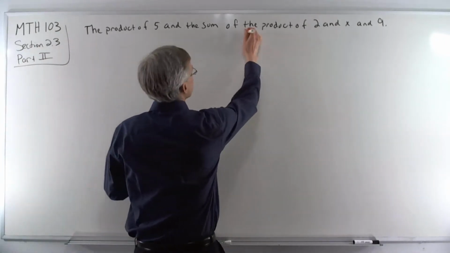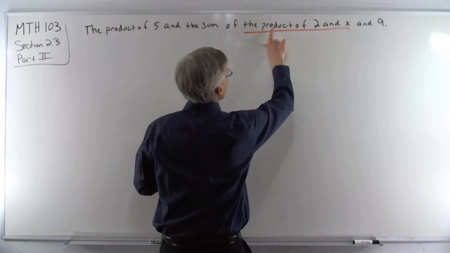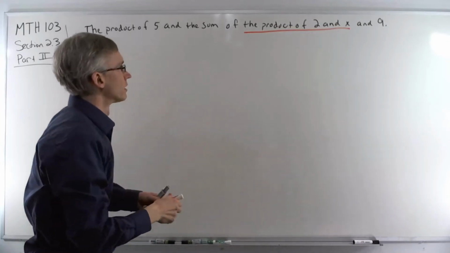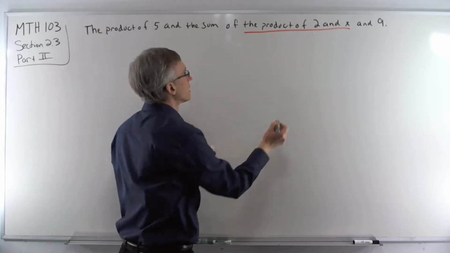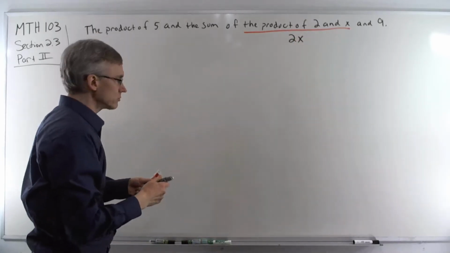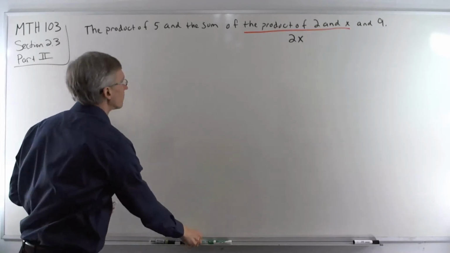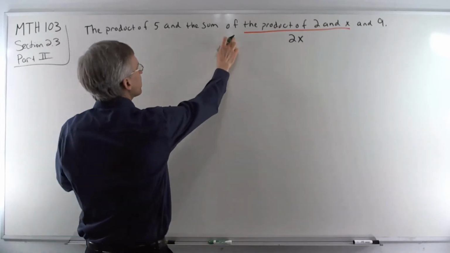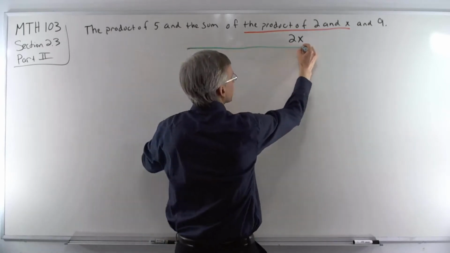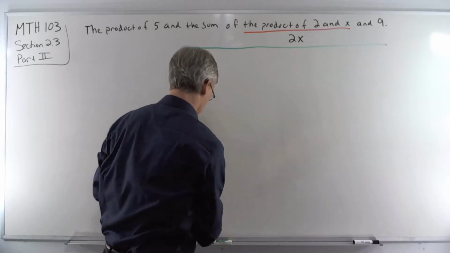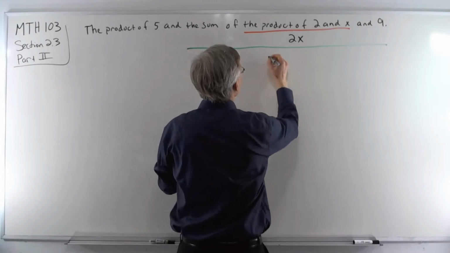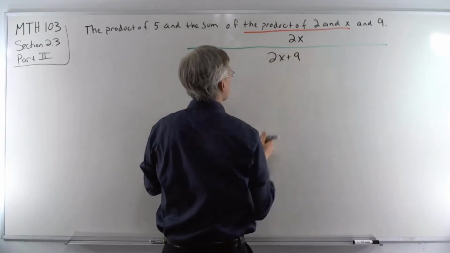All right, the simple expression here is going to be the product of 2 and x. We have one operation, multiplication, and two numbers or variables. So the product of 2 and x is 2x. Next up, we'll move a little bit to the left here. Now we're going to include this operation, the sum. So we're going to do the sum of 2x and 9. So sum is addition, so we're going to add together 2x and 9. 2x plus 9.